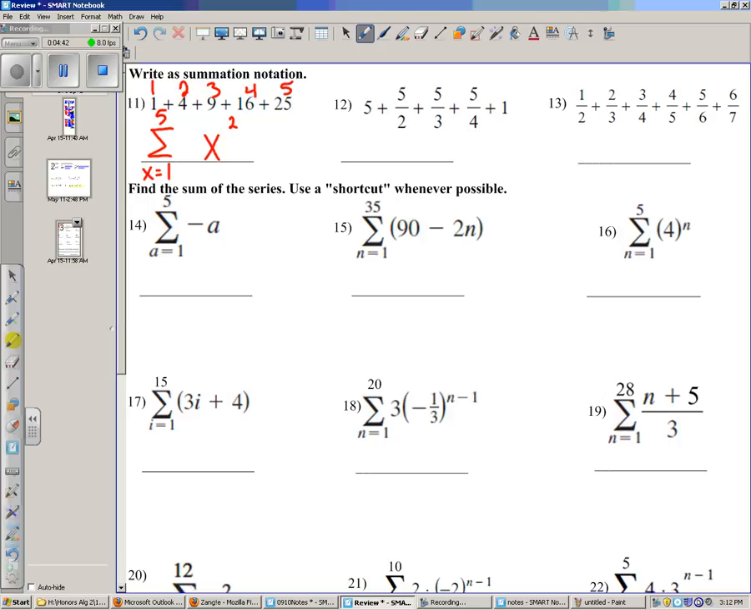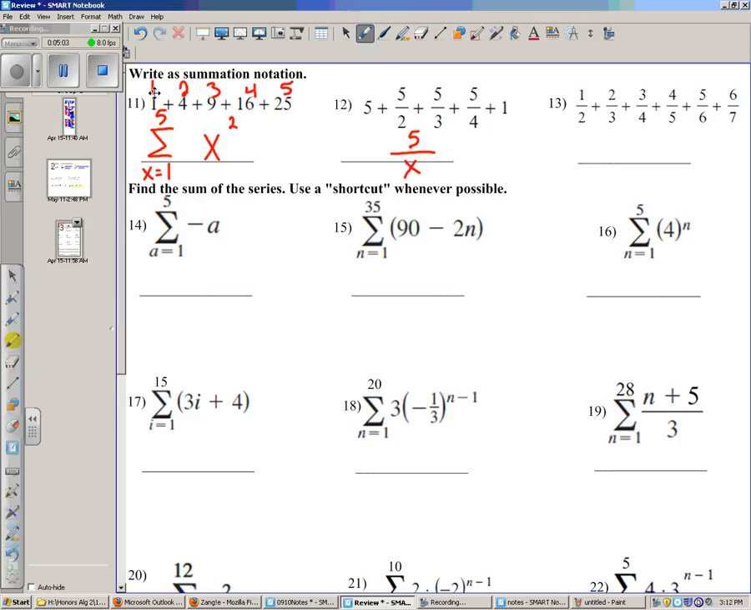12, as I look at it, I have 5, which I can make into 5 over 1. This ends up being arithmetic because my numerator always stays 5, and when I look at my denominator, it's consistently going up by 1, which is also the term number. So there is my rule, 5 over x.